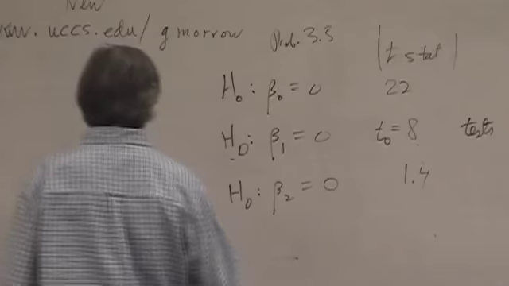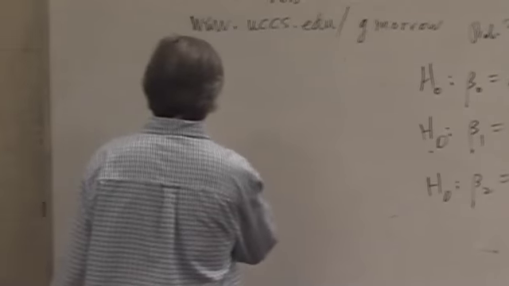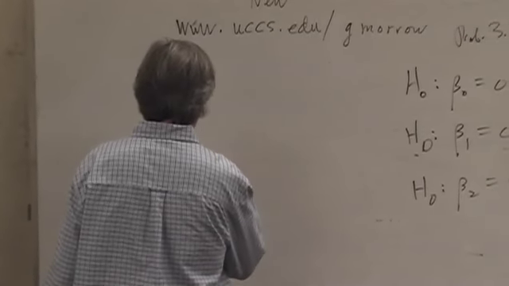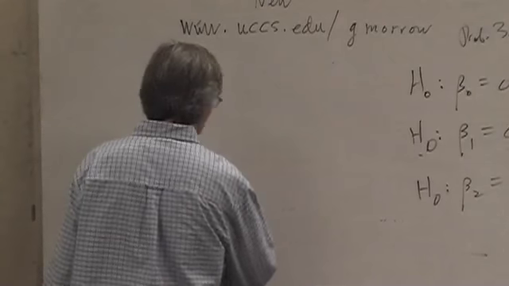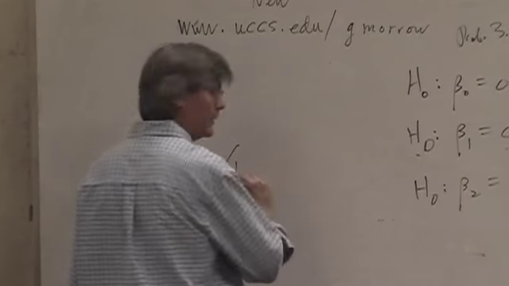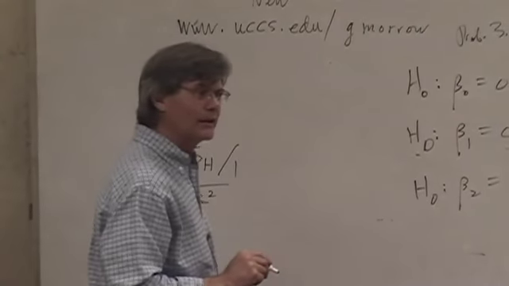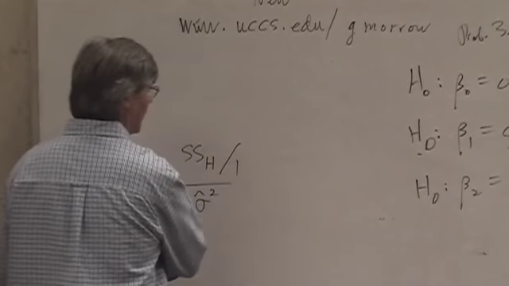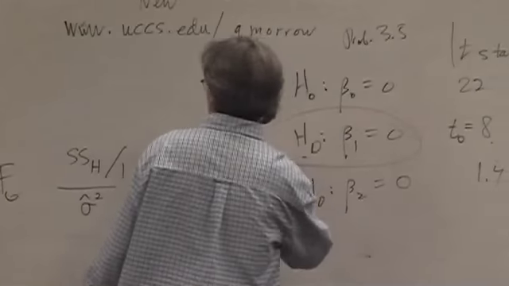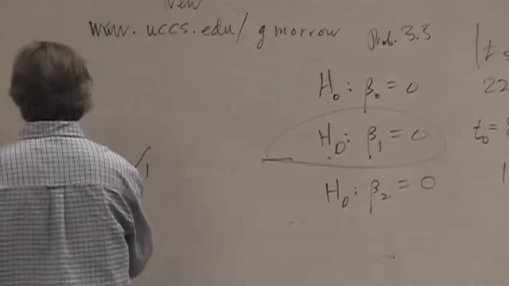Okay, so what would it be? SSH equals SSH divided by sigma hat squared. Okay, and this is divided by 1 in this case. Yeah, so the F corresponding to this hypothesis is this. What is SSH though?